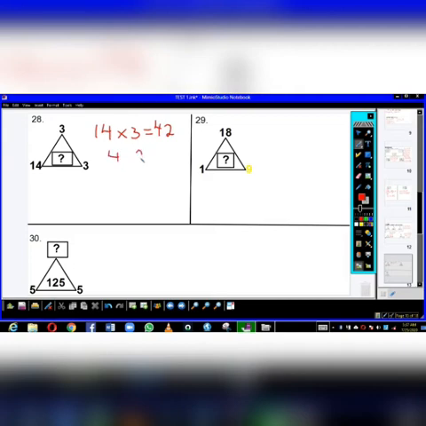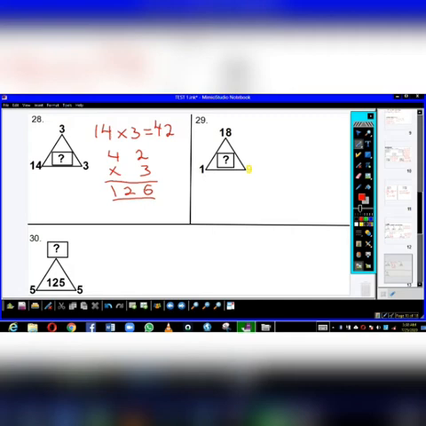42 multiplied by 3 again. 3 times 2 will give you 6. 3 times 4 will give you 12. So the missing number in the box is 126.